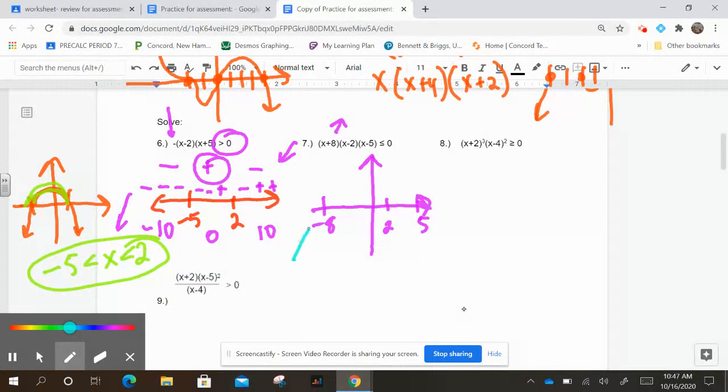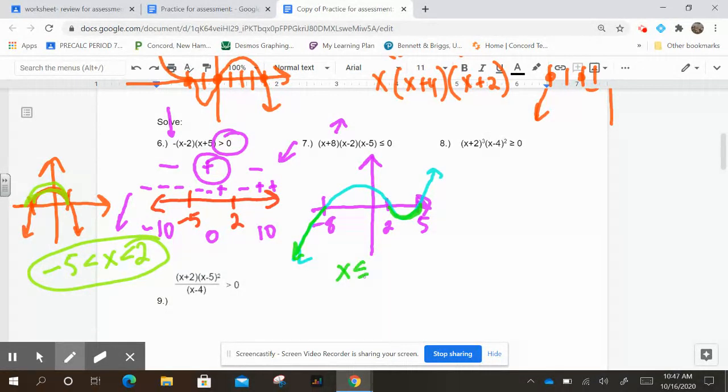Okay, so it's going to look like this, coming up through. I'm looking for where it's less than 0, and it's less than 0 right here and here. So my answer is going to be when x is less than or equal to -8, or when it is in between 2 and 5.